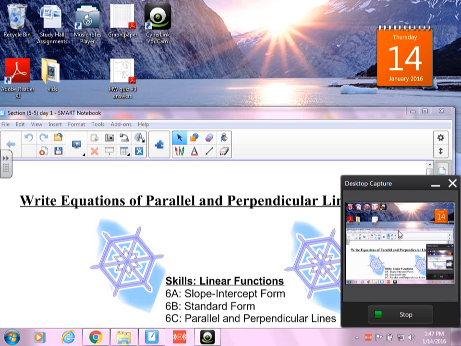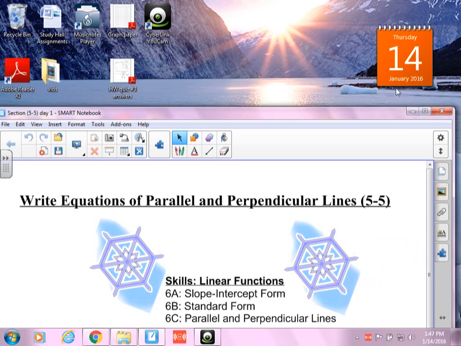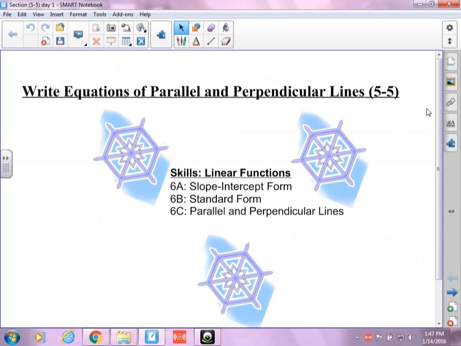All right, so today what we're going to do is go on to 5.5, and we're going to do part A. The stuff we do today will help you a little bit tomorrow. All right, so we're looking at 6C, parallel and perpendicular lines. Today we're going to do parallel.